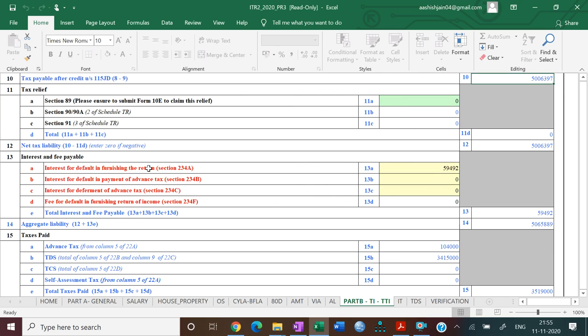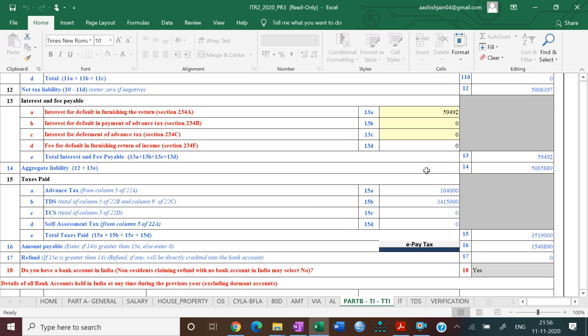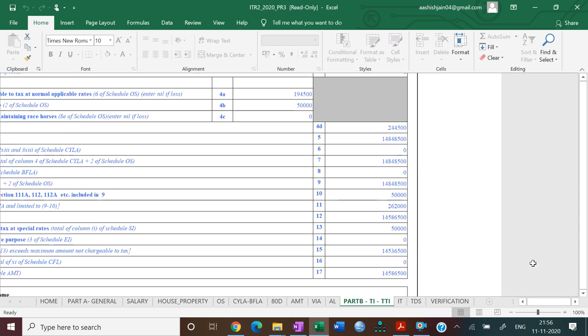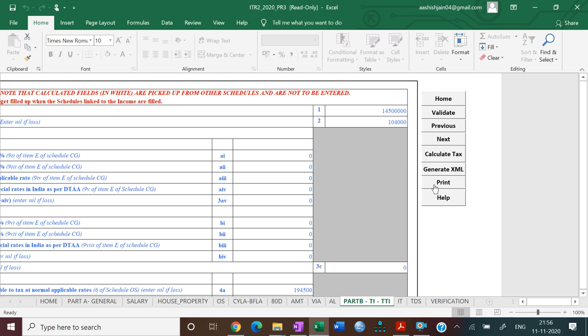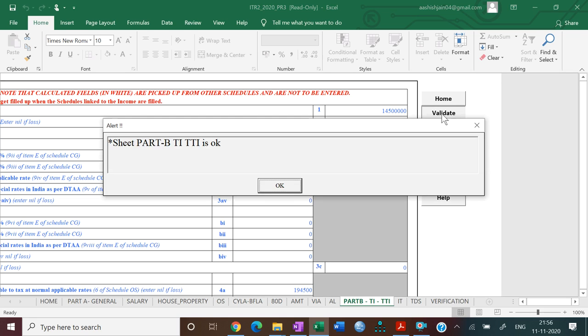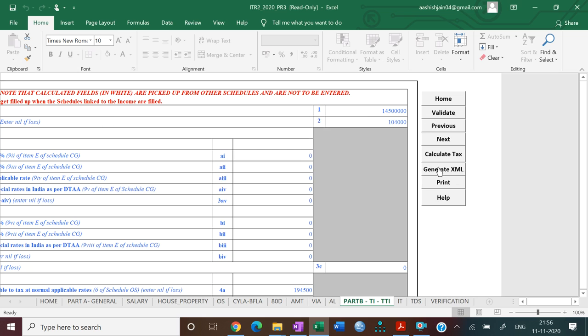interest on default in furnishing. Since the assessee is filing this return after the due date, the amount of interest on default will be 59,492. So the final amount would be 15,46,890. So this is the final figure. Now generate, first validate and then generate.